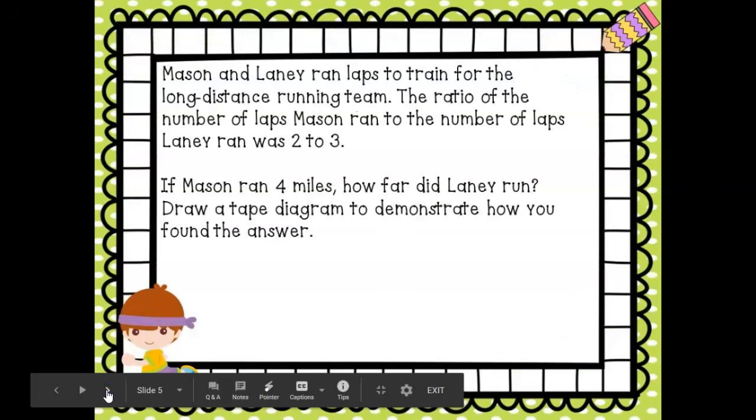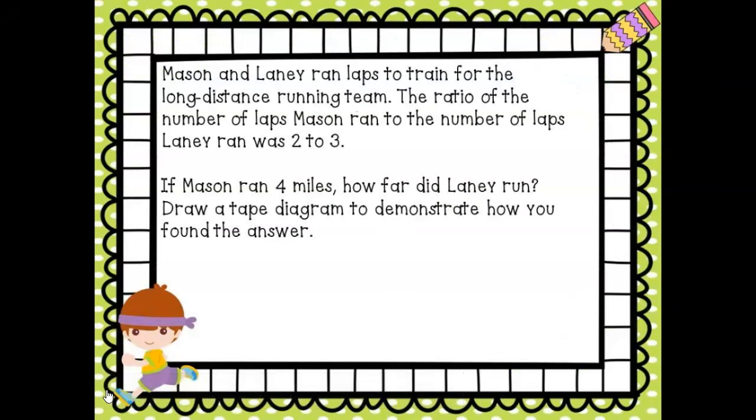So for the first example, Mason and Laney ran laps to train for the long distance running team. The ratio of the number of laps Mason ran to the number of laps Laney ran was 2 to 3. Mason, you're a little bit of a slacker. If Mason ran 4 miles, how far did Laney run? Draw a tape diagram to demonstrate how you found the answer.